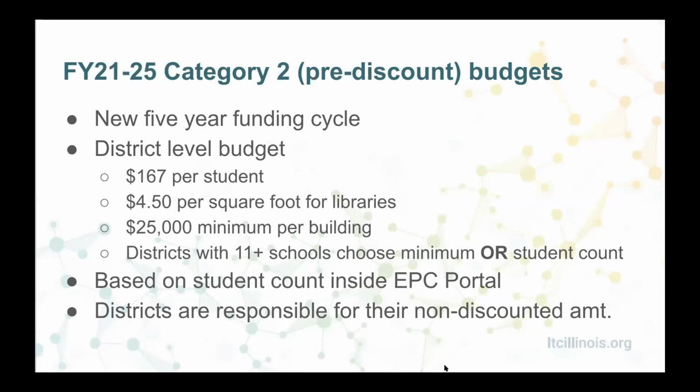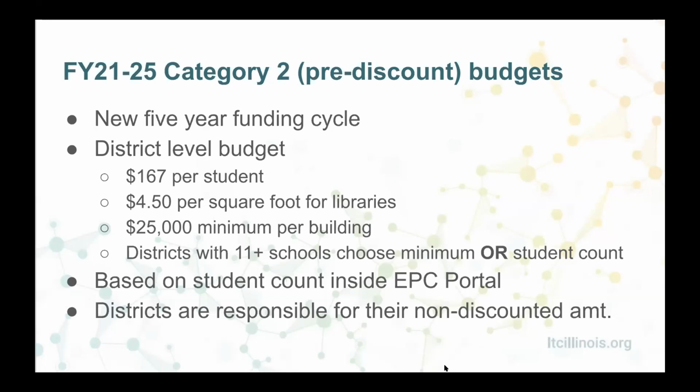Those with fewer than 11 school buildings can do kind of a hybrid budget, and they can pick the ones that are 25,000 and also the ones that have more than 150 students. And that will be my example because that's the most complicated to figure out on the next page.